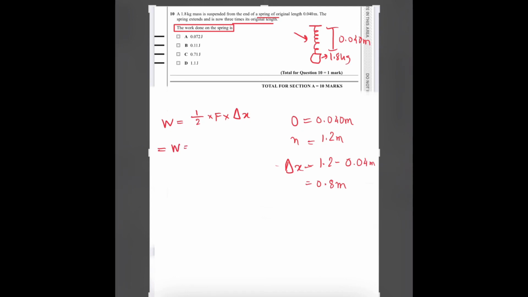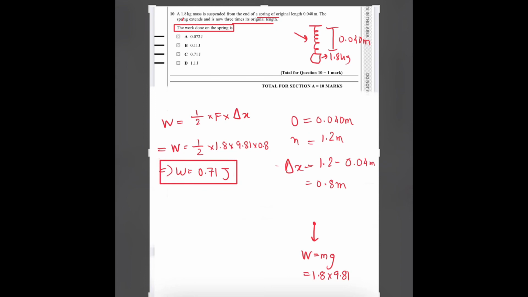So the work done is basically half into force. What is the force? Force is basically the weight. So we have the weight here, and W is equal to mg, right? So W equals mg, m is 1.8 and g is 9.81. 1.8 is the mass in kgs since it is in the question written here. So half into 1.8 into 9.81 into extension is 0.8. So the value comes as 0.71 joules. So 0.71 joules says in option C. So the answer is C.